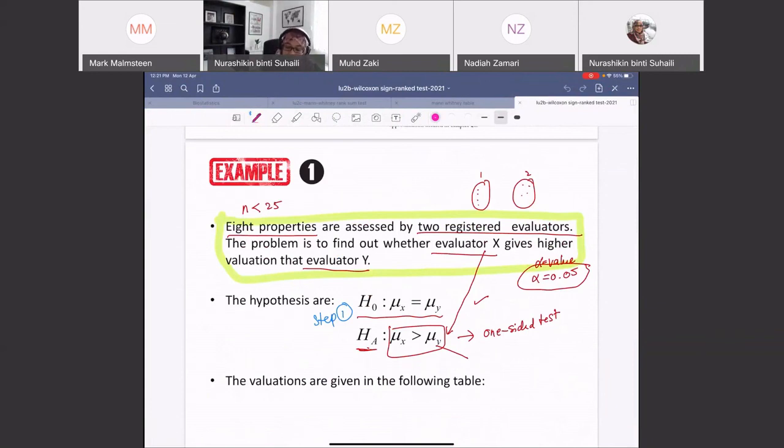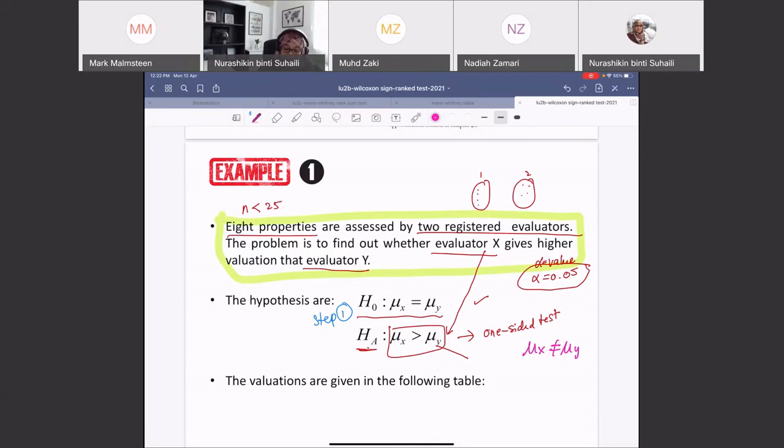The problem is to find whether evaluator X gives higher evaluation than evaluator Y. So it is mentioned specifically, and we can put mu X greater than mu Y, which means this is a one-sided test. If the question is not saying this, but the problem is to find whether there is a difference between evaluator X and Y, just like that, then you have to put mu X is not equal to mu Y. Understand? It depends on the problem.